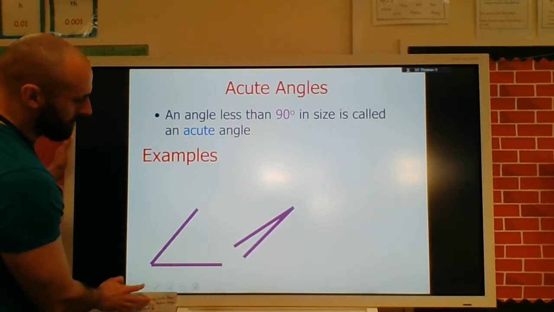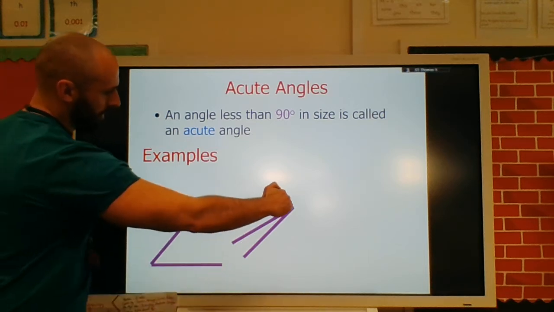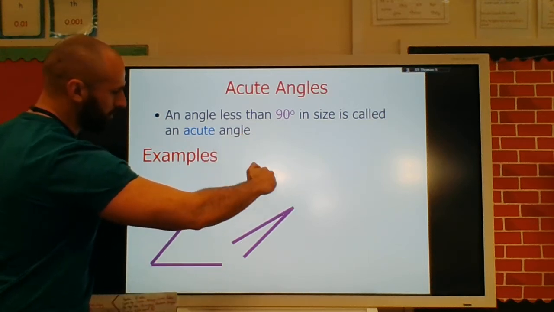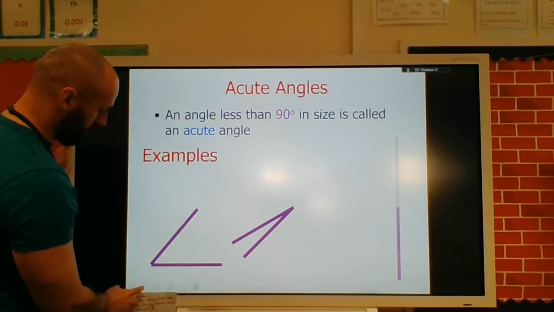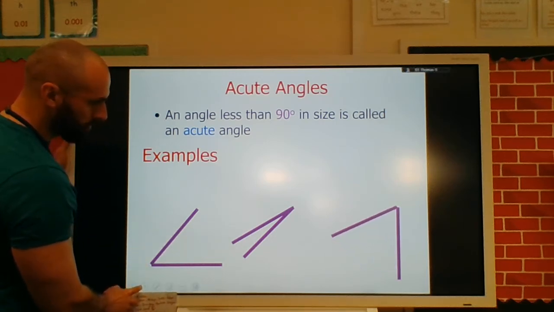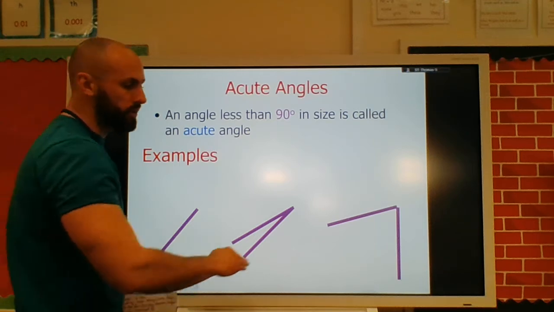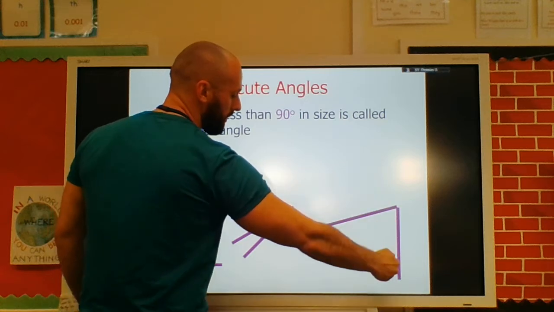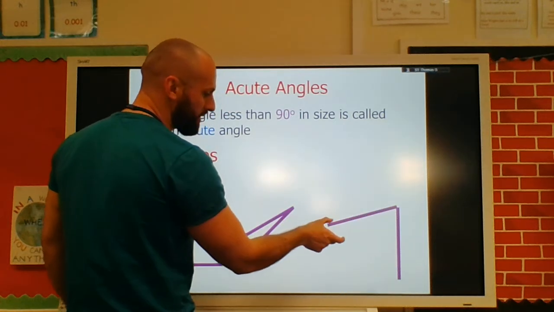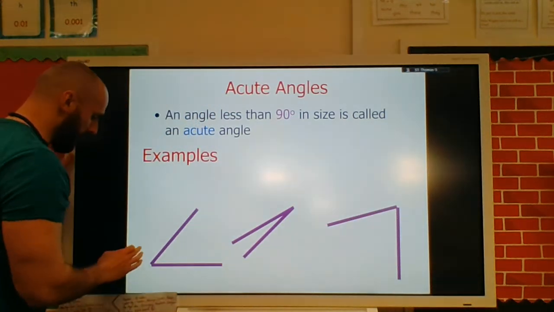Same here, that's much less than 90. 90 would be there if you remember. This is much smaller than that. It's an acute angle. That's very close, but still not that perfect L shape, is it? Okay, so it's not 90 degrees, it's less than 90, so it's an acute angle.